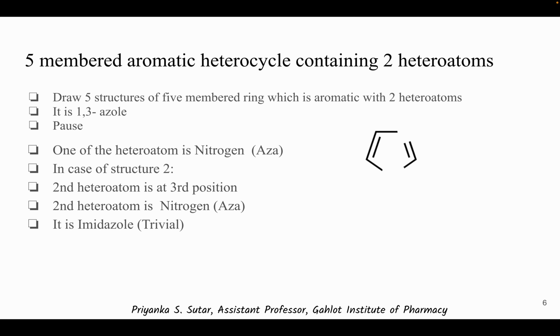The name of this particular structure is imidazole. Again, this is a trivial name, not a systematic name, and this trivial name can be used in systematic structures also. So it is a 1,3-azole, a 5-membered ring containing 2 heteroatoms at 1,3 positions, and the 5-membered ring is unsaturated.